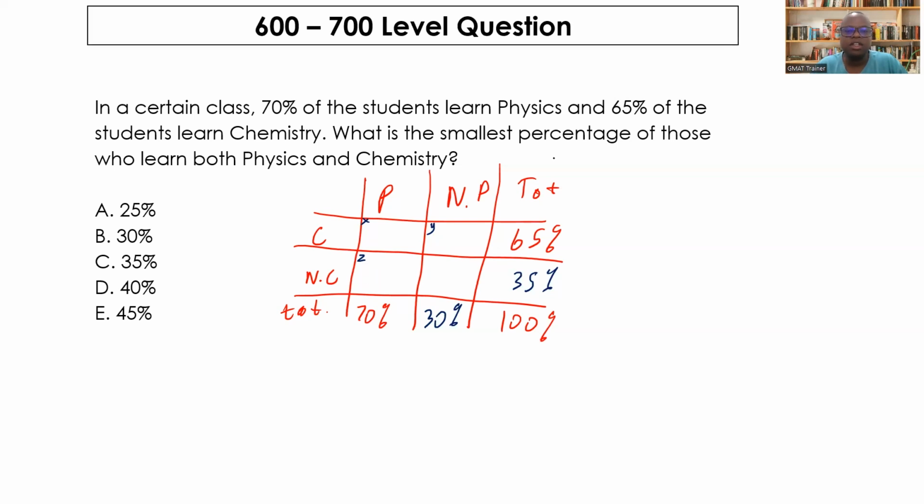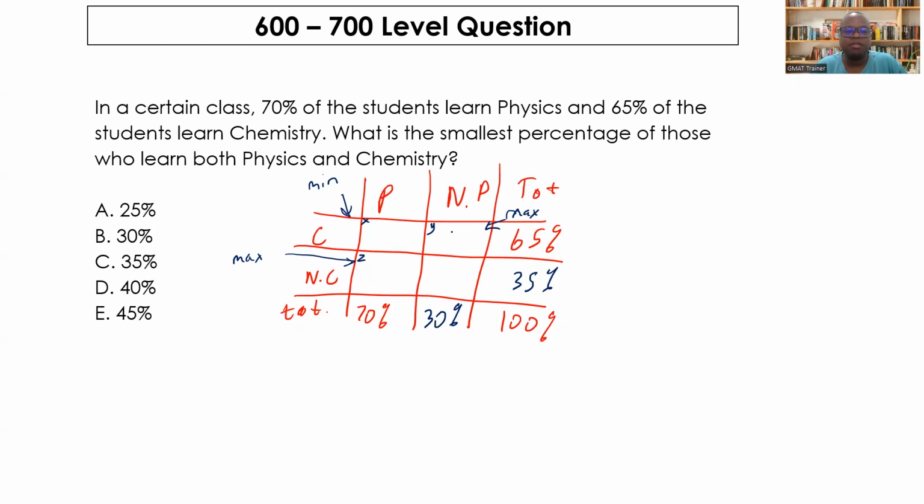That means that for you to find the smallest possible of those who learn both physics and chemistry, to minimize this, we need to maximize this, and also maximize this other one. You need to maximize those two. If you maximize these two, then you can minimize this. That's the concept coming back again. Now, let's look at it this way.